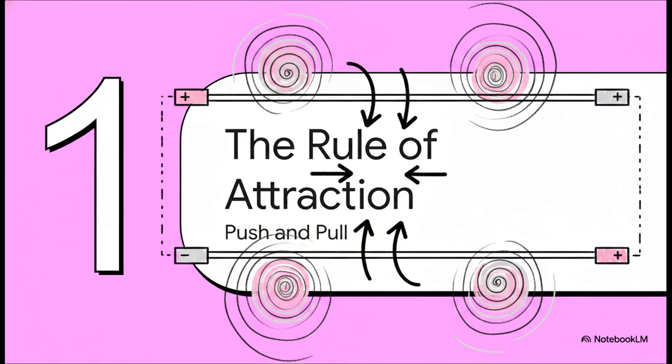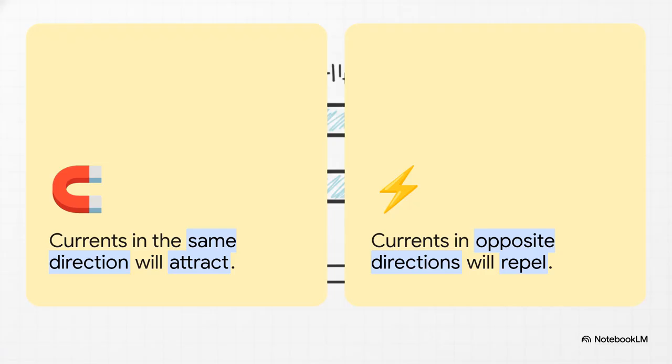The rule of attraction. So it all boils down to a super simple binary rule. When your currents are flowing in the exact same direction, those conductors are going to attract each other. But flip one around so they're flowing in opposite directions, they repel. It's really that straightforward. Keep this foundational rule in your back pocket because it acts as the ultimate reality check for all the calculations we're about to do.